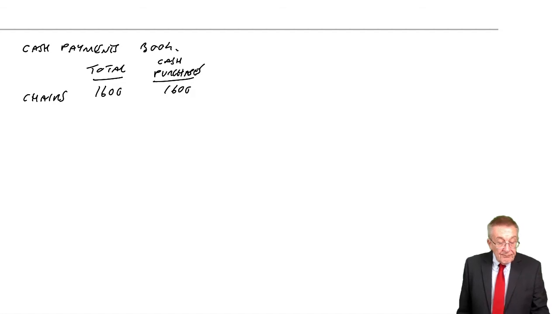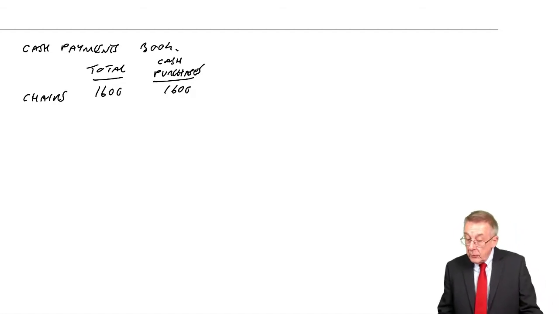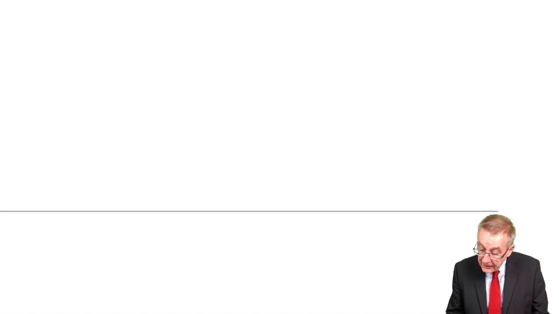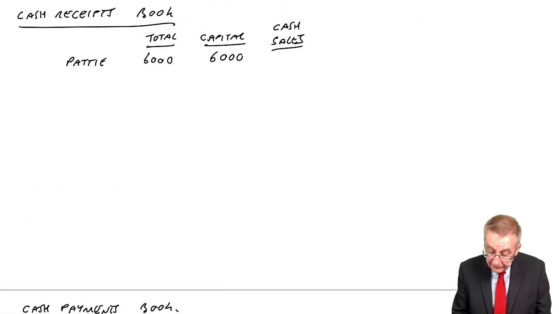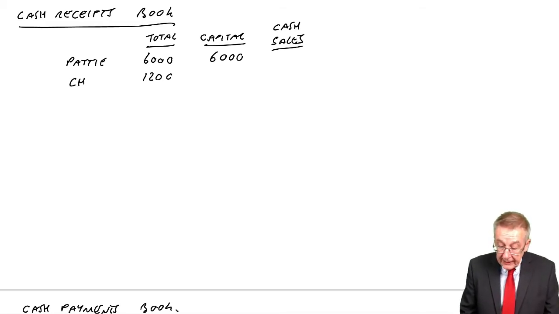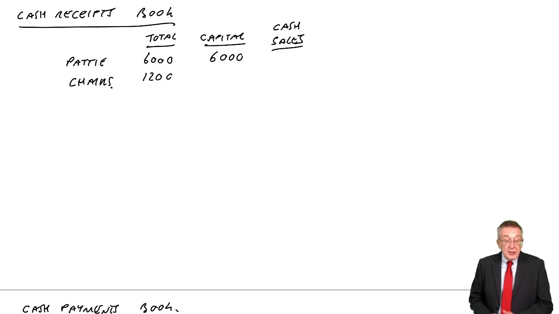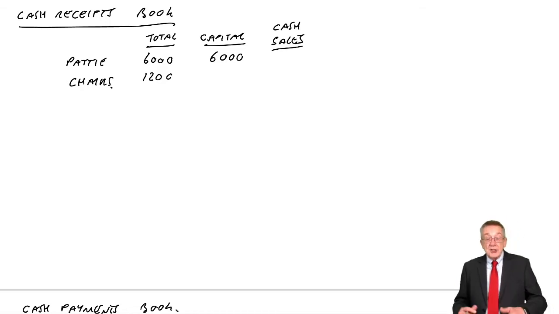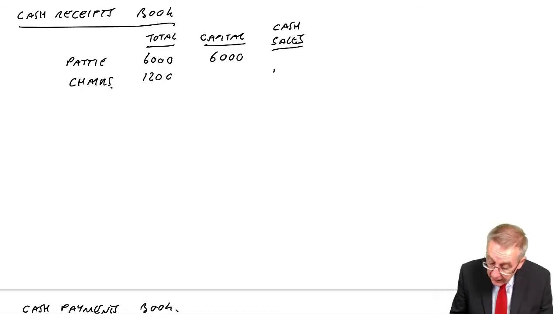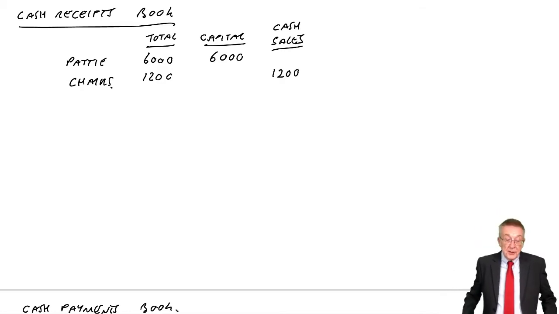Next one. She sold some chairs for £1,200 cash. We've received cash, so the cash receipts book, £1,200. We write what we like, doesn't matter. But while we received the cash, we saw that it was cash sales. So I'll put £1,200 in that column so we don't forget what the reason was.